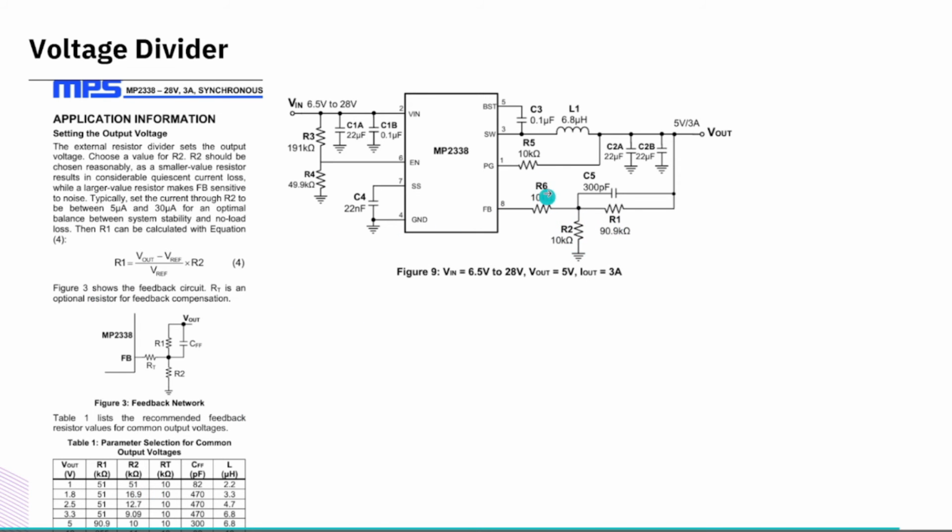Basically R6 is 10k. Okay, R2 also you can fix to 10k, and then you can calculate what the value would be for this. Now based on this value, if you see from 1 to 3.3, the only value which is changing is R2. Your R1 and RT are constant. So by changing the R2 value, you are able to get a different output.